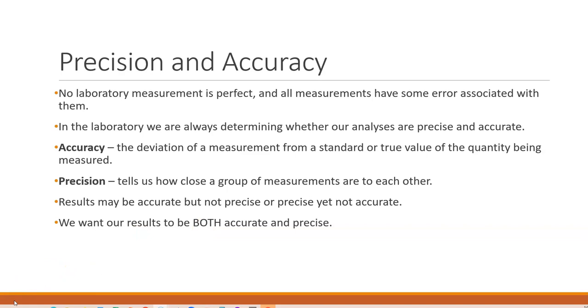So let's take a moment to talk about precision and accuracy. No laboratory measurement is perfect, and all measurements have some error associated with them. In the laboratory, we are always determining whether our analyses are precise and accurate. Accuracy is the deviation of a measurement from a standard or true value of the quantity being measured. And precision tells us how close a group of measurements are to each other. Results may be accurate but not precise, or they may be precise but not accurate. We have to have both.